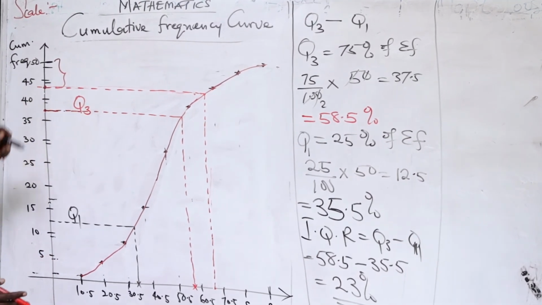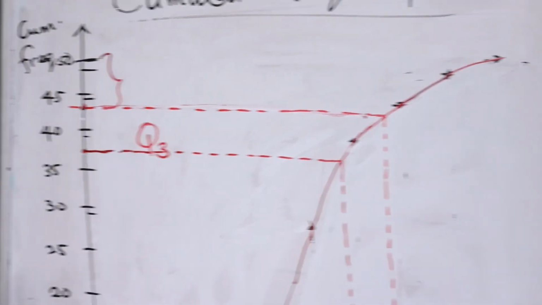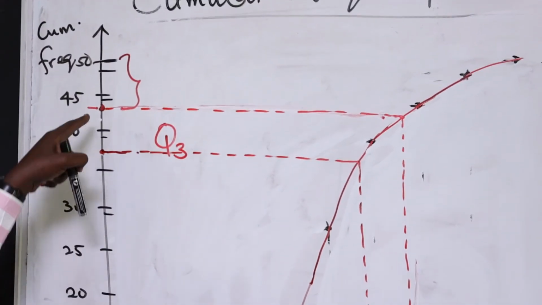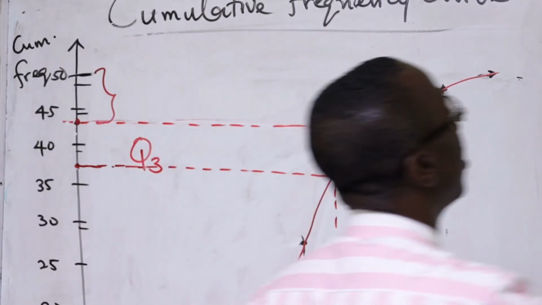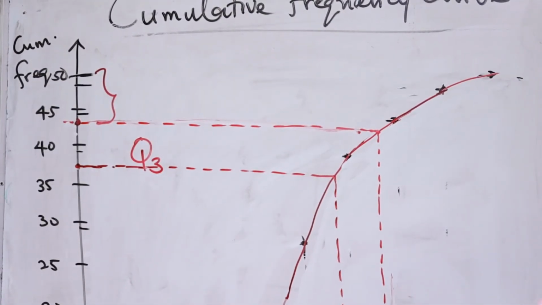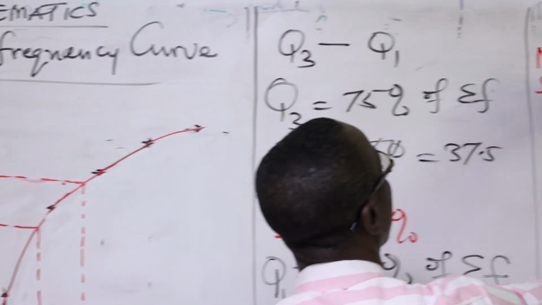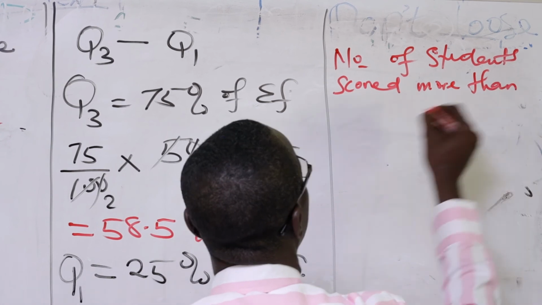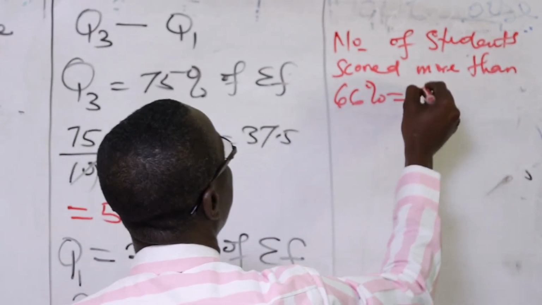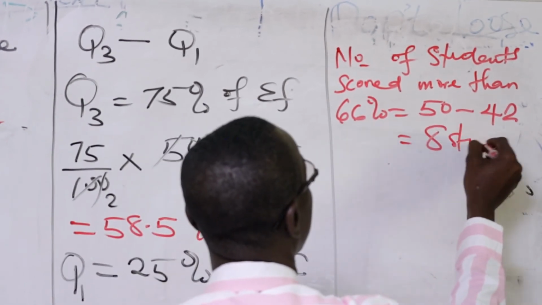Are you with me? Yes, so whatever you have here, subtract from 50. What do you have? 8. Eh? 8. What do you have here? 42. So that's the number of students that scored more than 66% should be 50 minus 42, and that is 8 students.